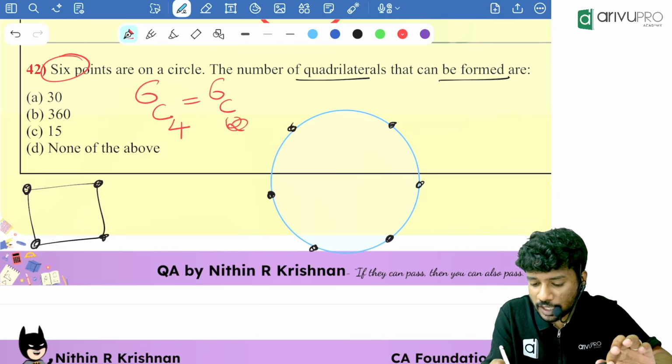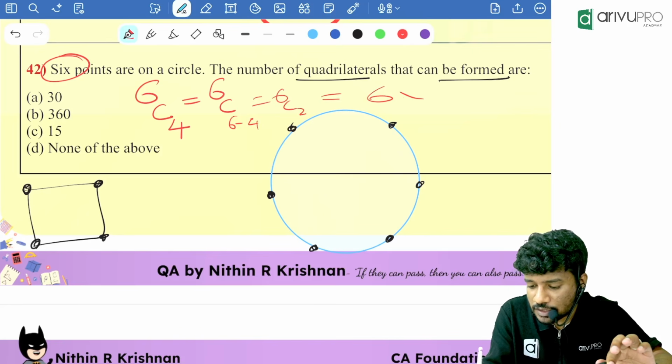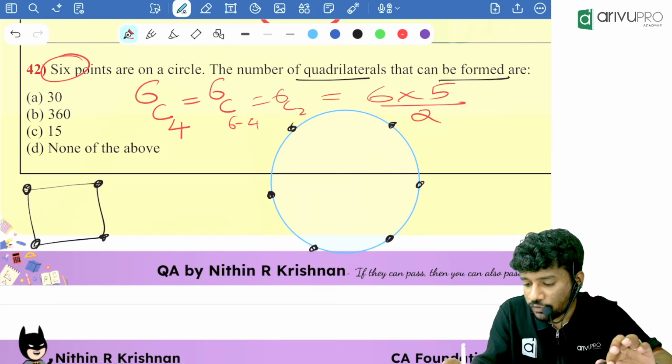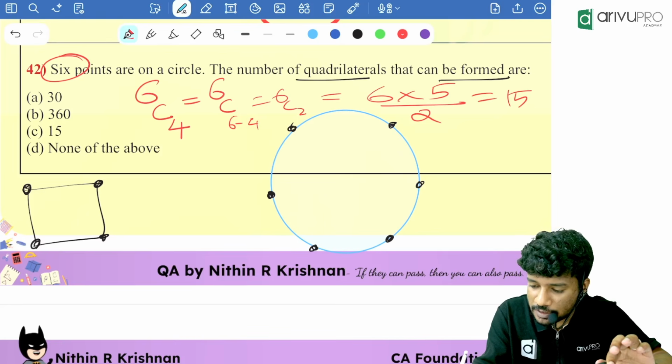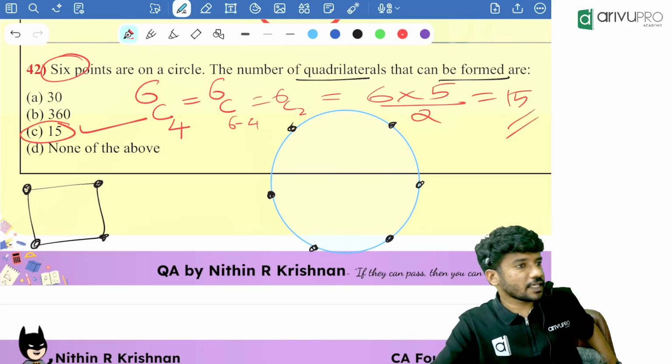6C2. How did you write it as 6C2? 6C4 is nothing but 6C(N minus R), which is equal to 6C2. Very easy. 6 into 5 divided by 2 factorial, which is 2. The answer is how much? 15. Option C. Right answer, Srimati.